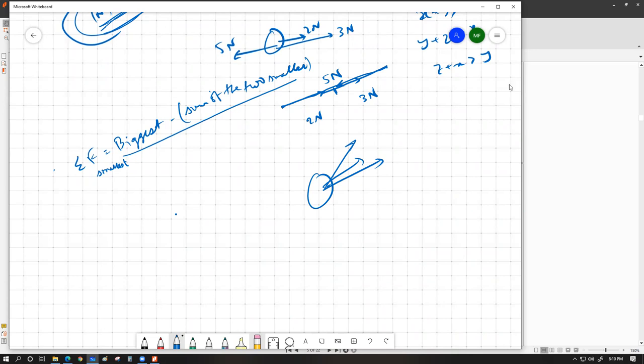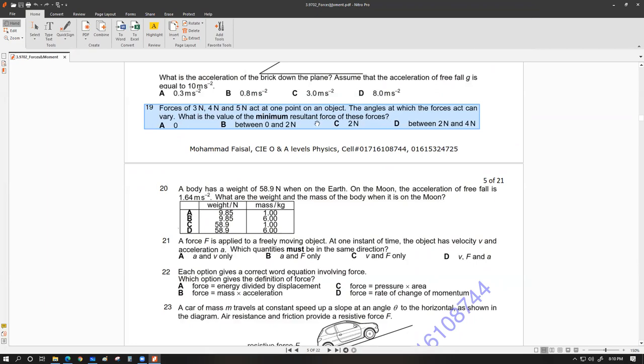The question over here is asking whether it is possible to get zero or not. That's what I'm trying to discuss. I don't know whether it should be zero or not, but how can you check whether you can have zero resultant or not? That's the point that I try to describe.